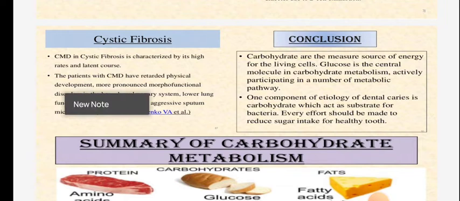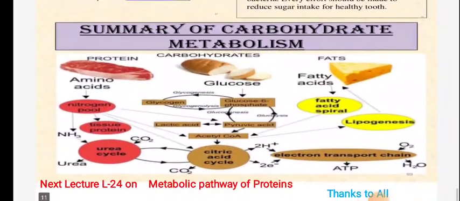And carbohydrates are the major source of energy for living cells. Glucose is the central molecule in carbohydrate metabolism, actively participating in a number of metabolic pathways. In the etiology of dental caries, carbohydrates act as a substrate for the bacteria, and so efforts are made to reduce sugar intake. So this is all about the carbohydrates.